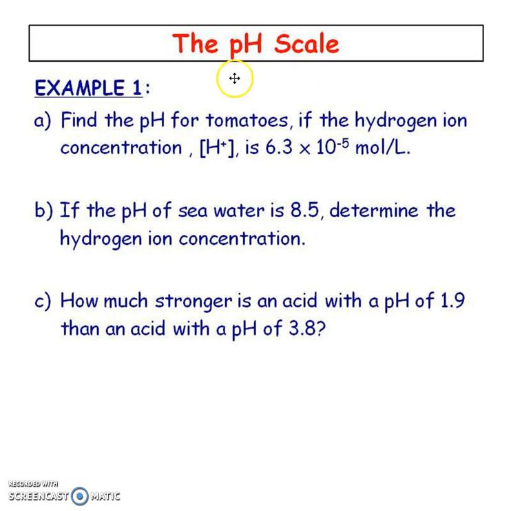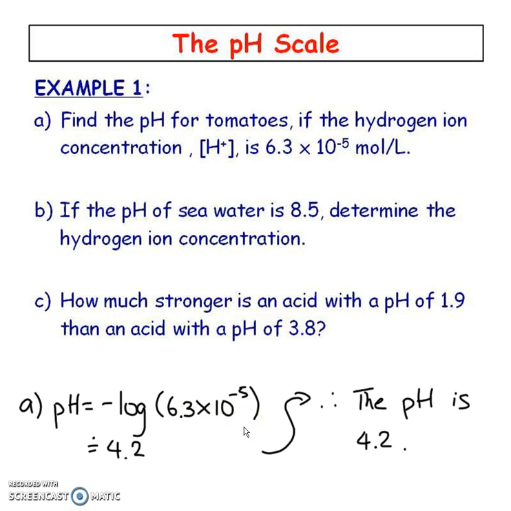Find the pH. Okay, so already they're telling you this is your unknown. If the hydrogen ion concentration is this, so they've told you the H. So I put it into an equation. I'm looking for my unknown, which is my pH. It's equal to negative log of the hydrogen ion concentration. So, since pH is already isolated on one side, we can just put this into the calculator and figure out what it equals. I got about 4.2.